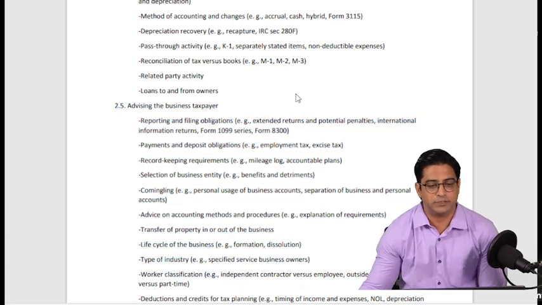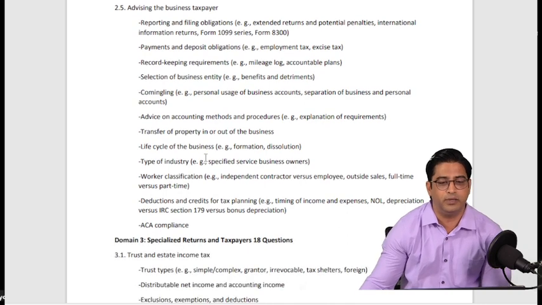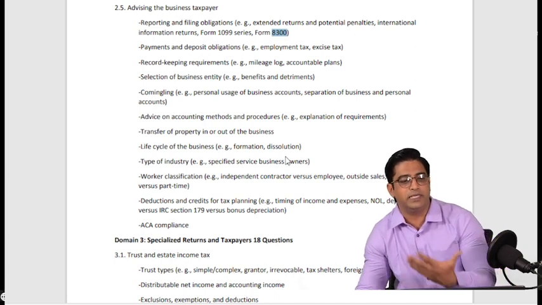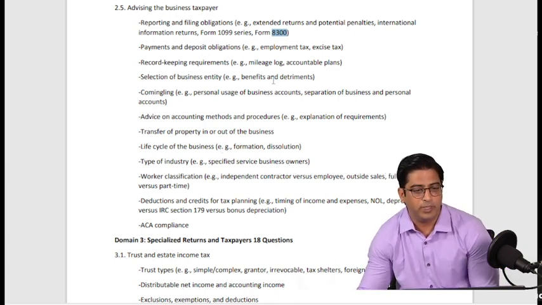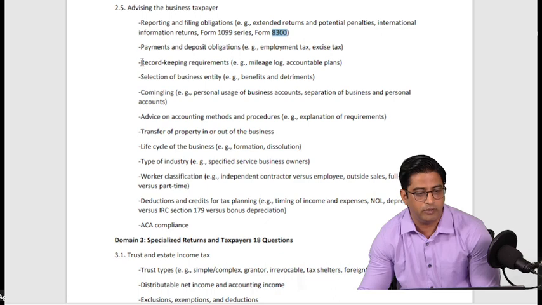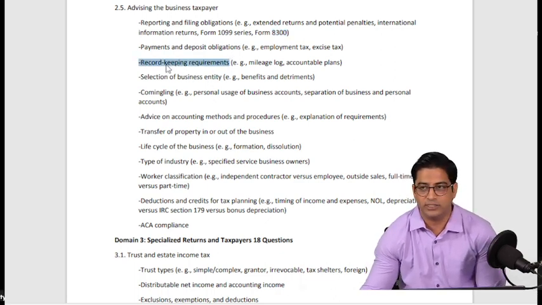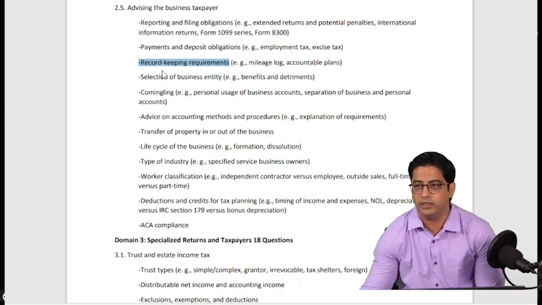Advising the business taxpayer. What are the reporting and filing obligations? Form 8300. If you have received more than $10,000 in a single tax year, which form do you file? Form 8300. We look at how we advise the taxpayer. The employment taxes, how many years you need to keep the records. We have looked at this record keeping in part 3 also, right?